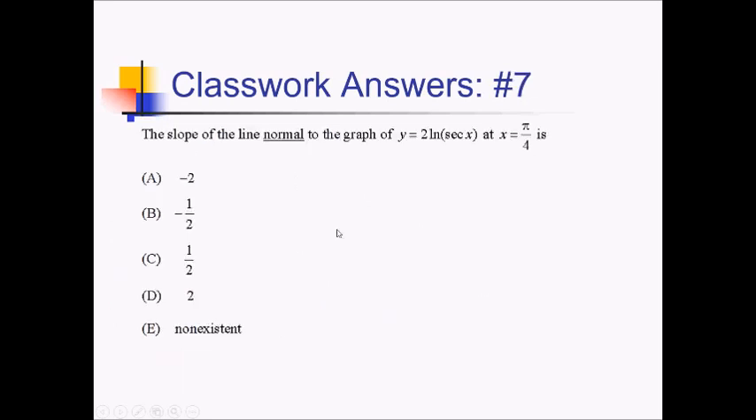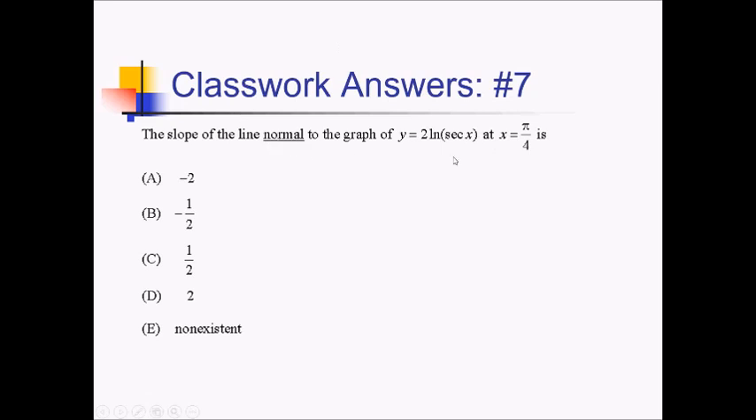For this problem, we've got a few steps. They want the slope of the line normal to the graph of y equals 2 ln of secant of x at x equals pi over 4. So first step, we need to take the derivative of this thing and find the slope of the tangent line at pi over 4. Then we need to take the opposite reciprocal of that number to get the normal slope.